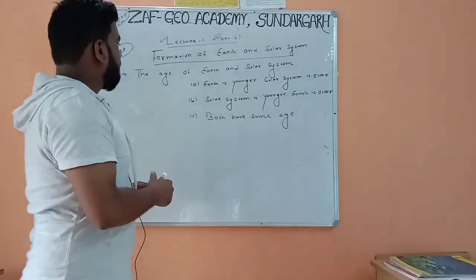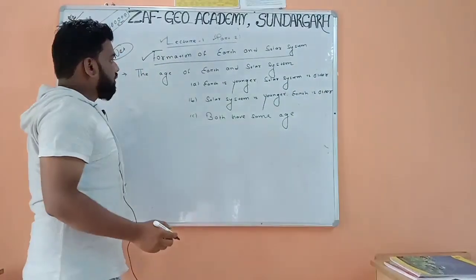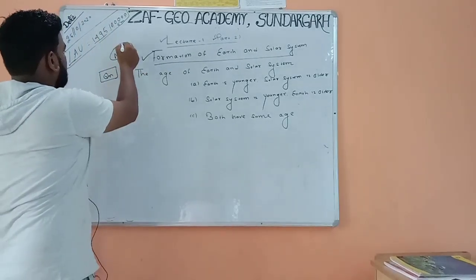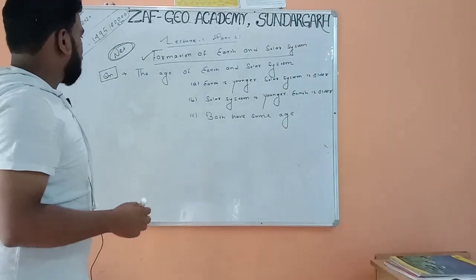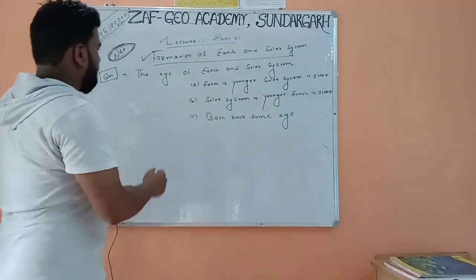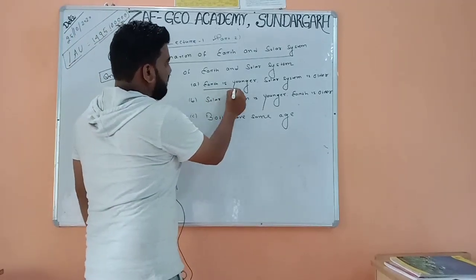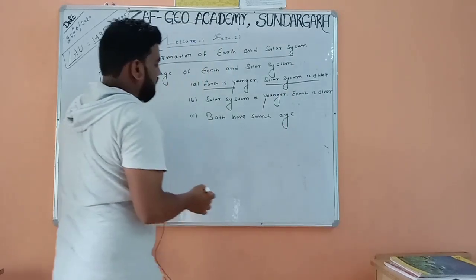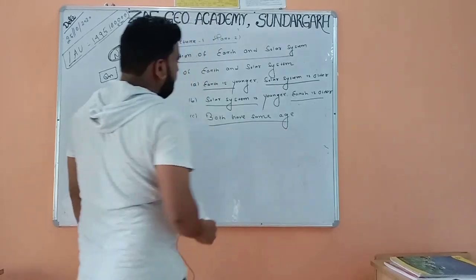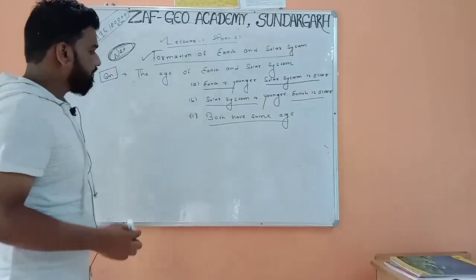Okay, now coming to the topic, formation of Earth and solar system. So before starting the topic, let us consider a question which was asked in the NET exam, I don't remember the year. The age of Earth and solar system: first, Earth is younger, solar system is older. Second, solar system is younger, Earth is older. Third, both have the same age. So what will be the answer? If you know the answer, comment.